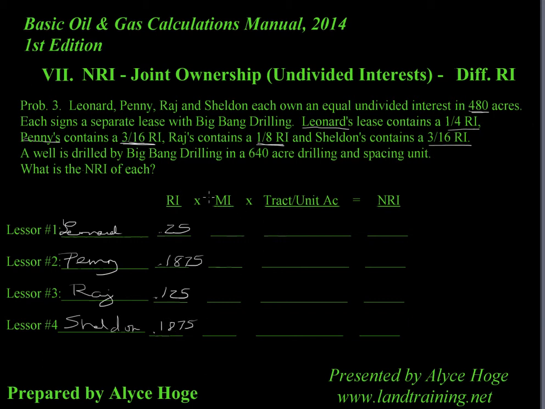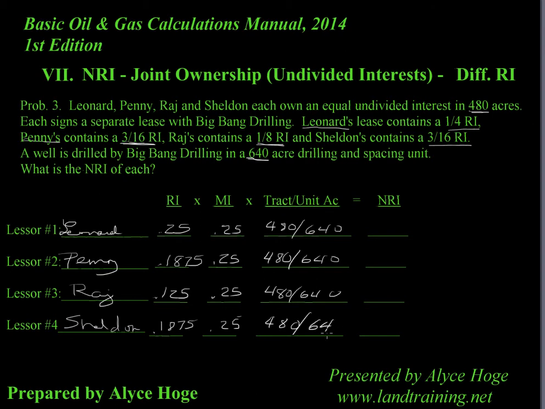So now their mineral interest is, if they each own an undivided interest and there's 4 of them, their mineral interest is going to be 1/4 or a 0.25 here. So then what you do is you take the tract acres, that's this 480, and you're going to divide that by the drilling and spacing unit, the unit acres. So 480 over 640.